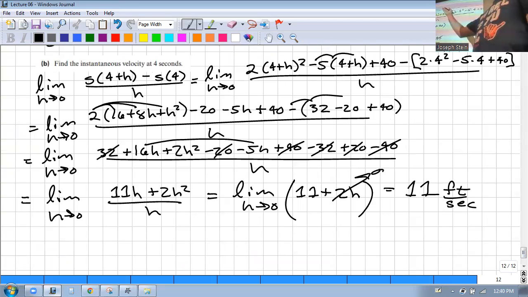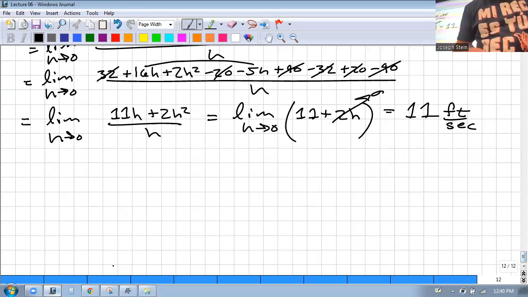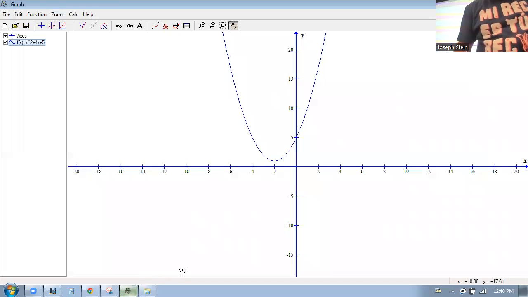So they gave us a function that told us a distance at any given time, right? Well, from that we can find the velocity at any given time. The velocity is just the rate of change of the distance. It's also the slope.